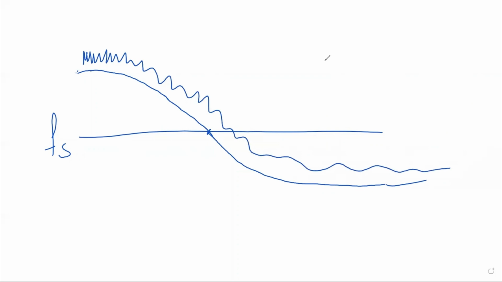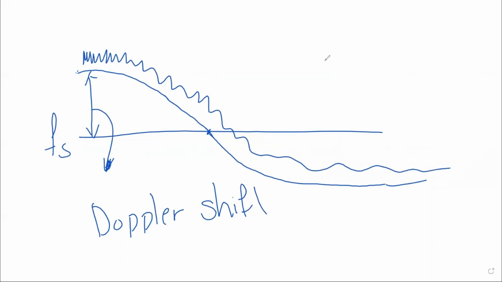This frequency difference is called the Doppler shift. Shift in what? Shift in frequency. And shift due to what? Shift is due to the movement, due to the movement of the source relative to the receiver. That's the main principle of the Doppler shift.